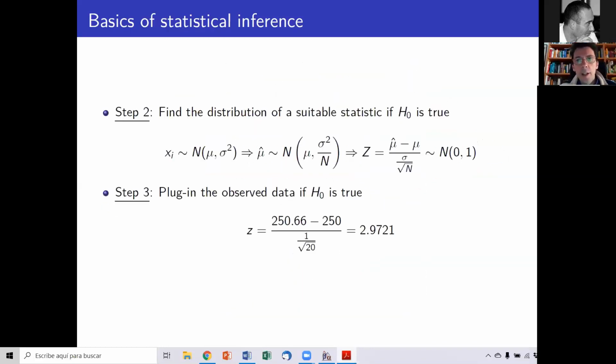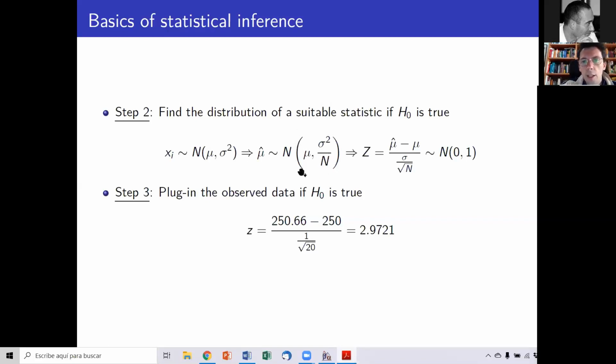Then the second step is to find a statistic. A statistic is a small calculation that you know how it is distributed. So if the tablets are normally distributed with this mean and this variance, then my estimate of the mean is distributed with this mean and this variance.